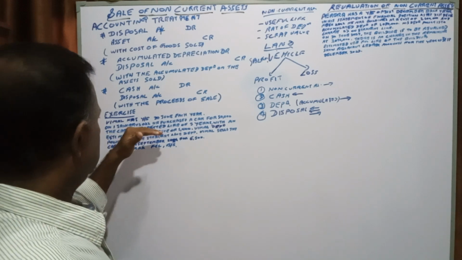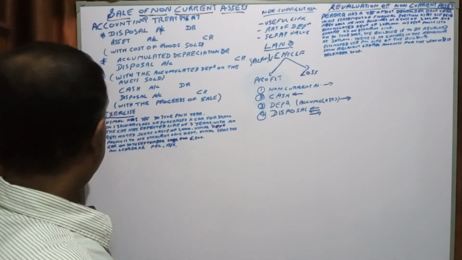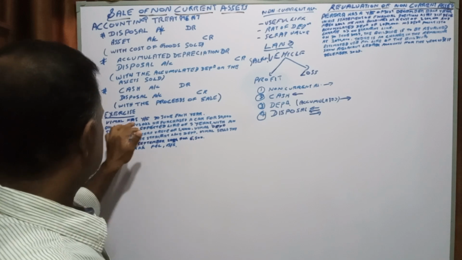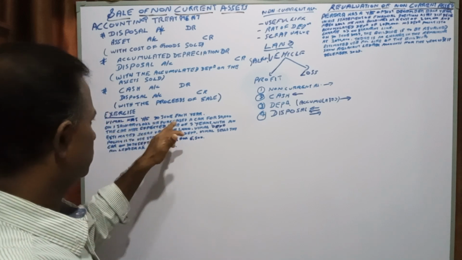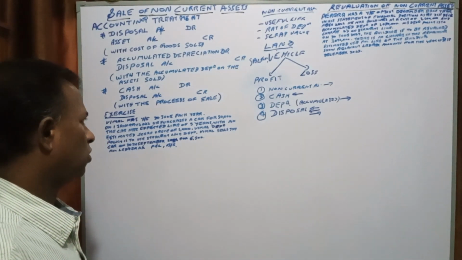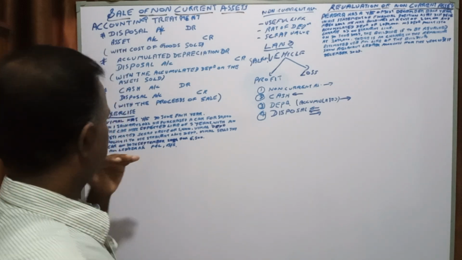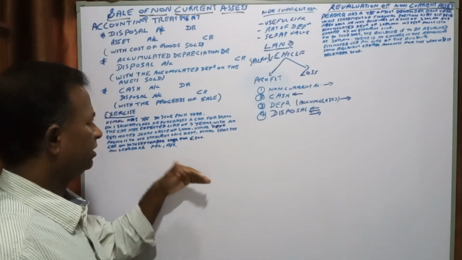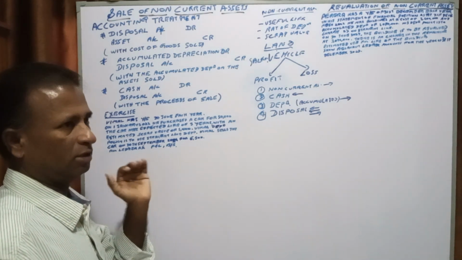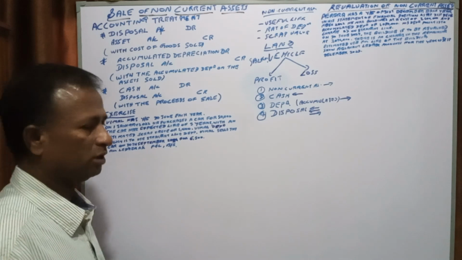Vimal has a year end of 30th June each year. His financial period always ends on 30th June. That means on 1st July his financial year starts, and it ends on 30th June of the subsequent year.